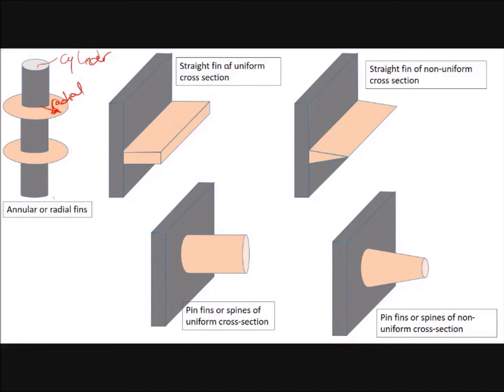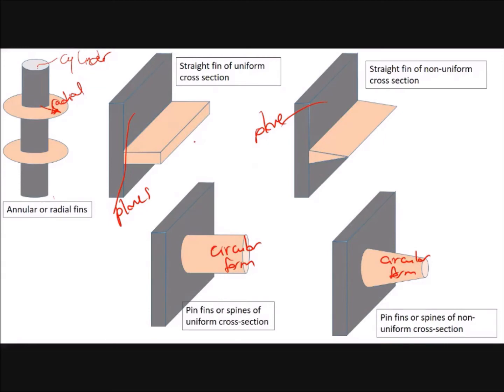And we have straight fins. Straight fins means that they are attached to a plane. You have the plane, you have the fins attached to it, and these are called straight fins. So this is also a plane. So pin fins or spines are circular in form. These are circular form, this is also circular form. Yeah, these are circular form pins.